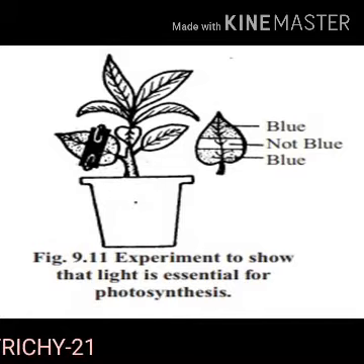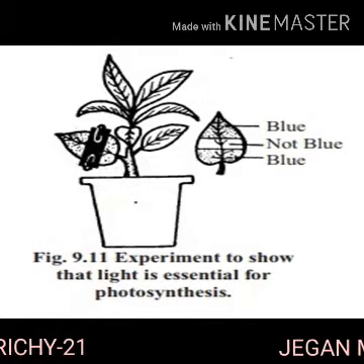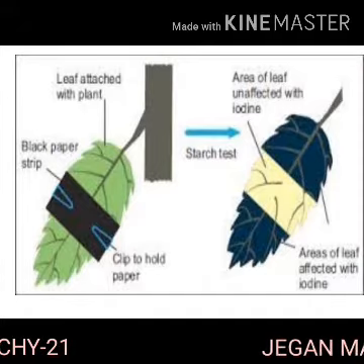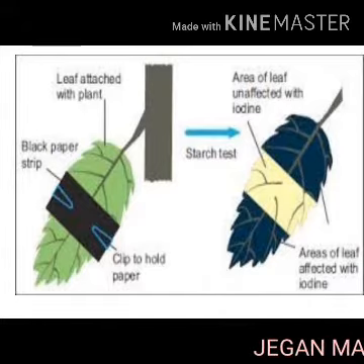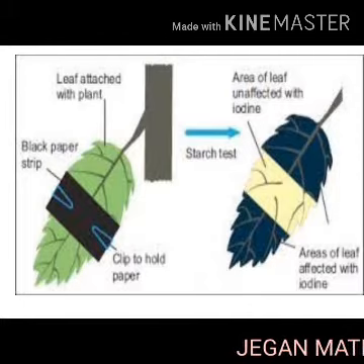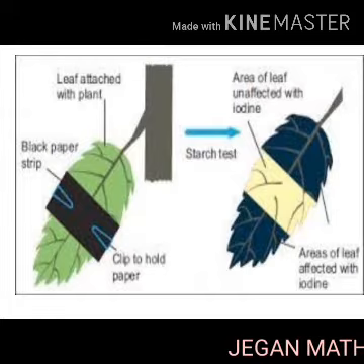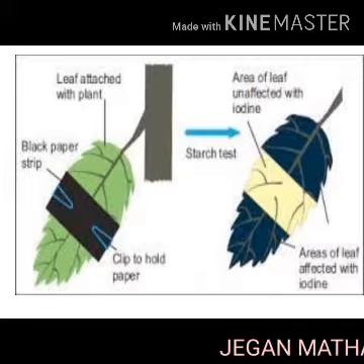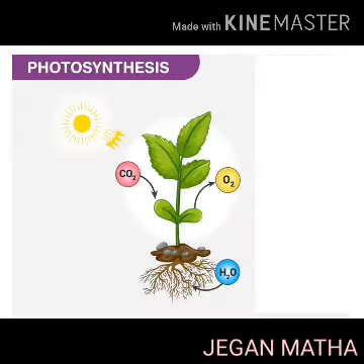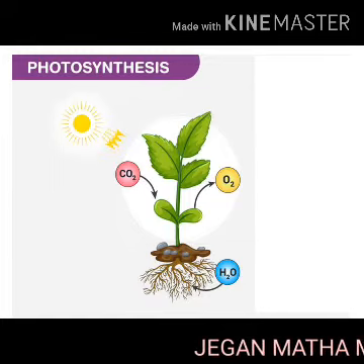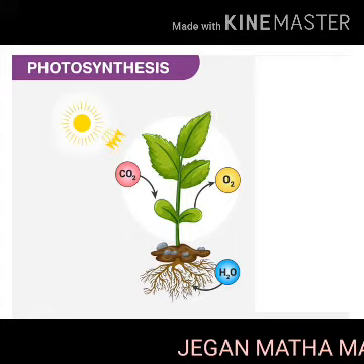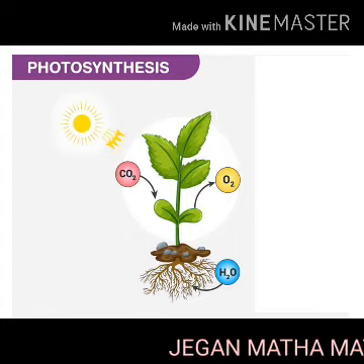Pluck the selected covered leaf and remove the black paper. Immerse the leaf in boiling water for a few minutes and then in alcohol to remove the chlorophyll. Test the leaf now with iodine solution for the presence of starch. The covered part of the leaf does not turn blue-black, whereas the uncovered part of the leaf turns blue-black since it has chlorophyll as well as starch. These activities show that certain things are necessary for photosynthesis. They are chlorophyll, the green pigment in leaves, water, carbon dioxide that is seen in the air, and sunlight.